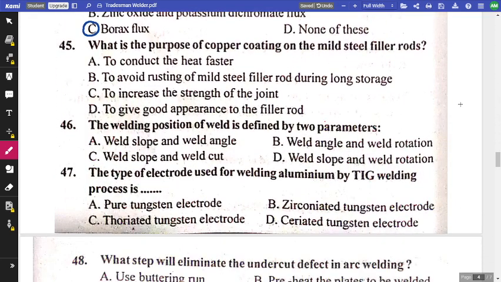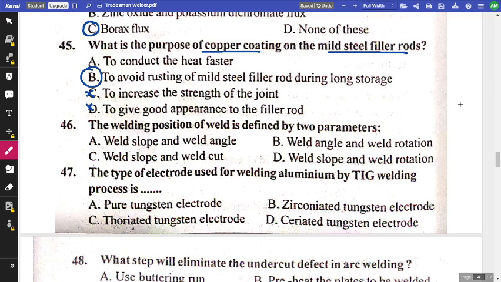What is the purpose of copper coating on mild steel filler rods? Options: to conduct heat transfer, to avoid rusting of the mild steel filler wire during long storage, to increase the strength of the joint, or to give a good appearance. Copper will not give any strength, and it would conduct heat only if it were fully made of copper. To avoid rusting is the correct answer.